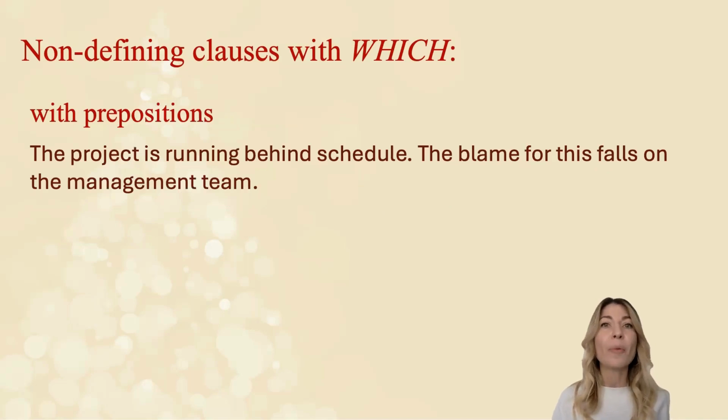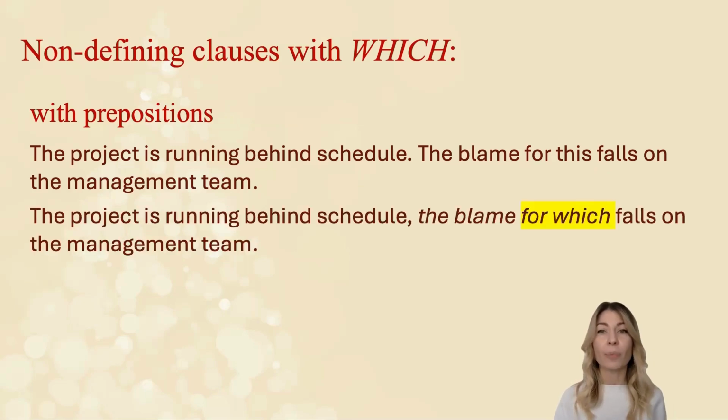And let me show you one more example. After prepositions. The project is running behind schedule. The blame for this falls on the management team. Again, when we connect and we use this word after the preposition for, we should use which. The project is running behind schedule. The blame for which falls on the management team.